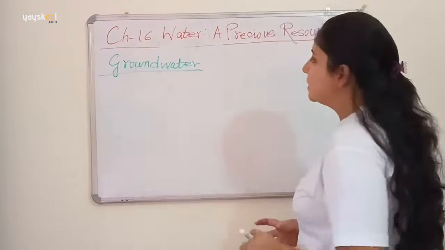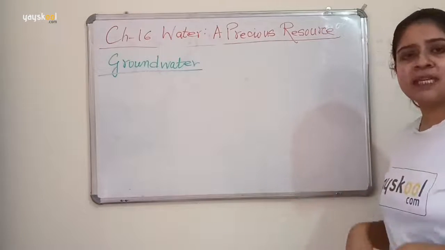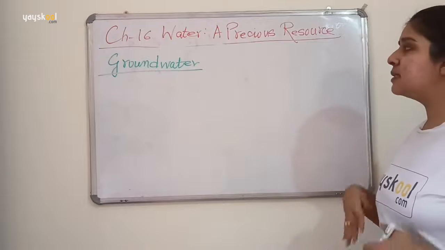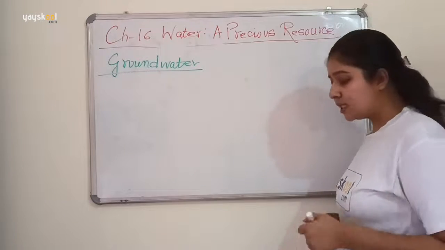So groundwater is nothing but the water which seeps down into the earth. It stays there between the layers of soil and rocks. That is groundwater. So what is water table?